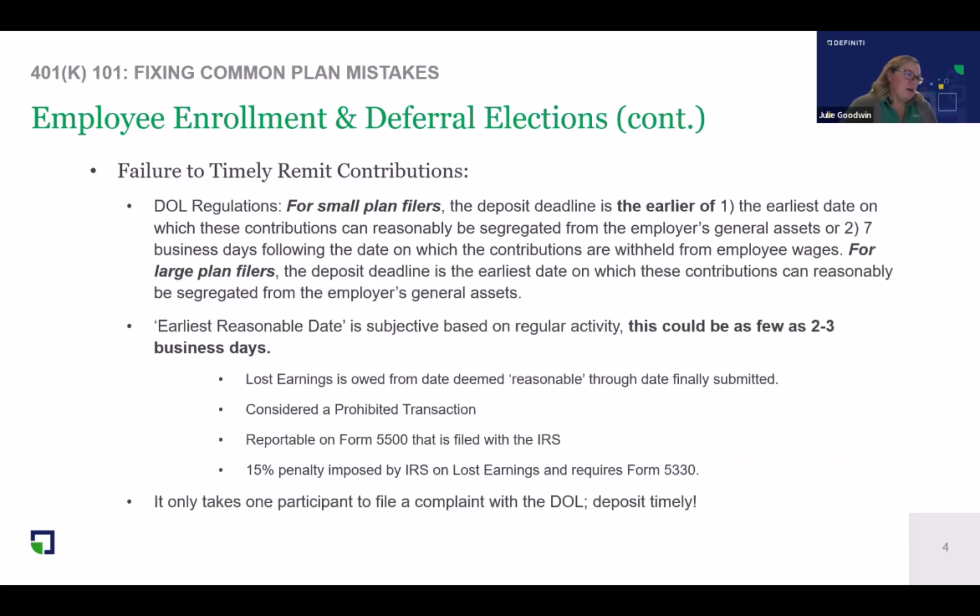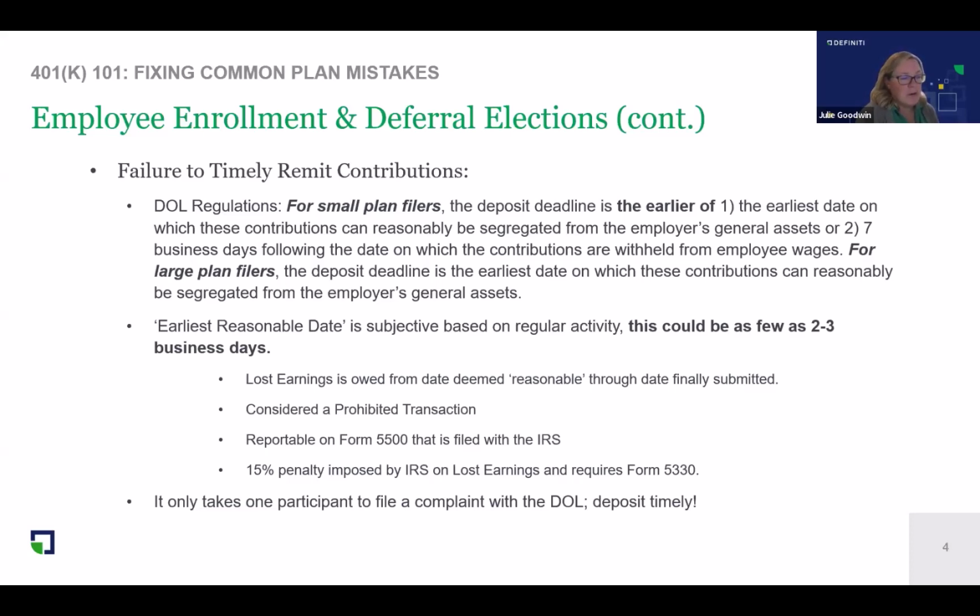The big one that comes up the most, and when I say the most, I would say probably 80% of the plans that I look at have, in one way or another, some sort of an issue with the timely remittance of contributions. And the IRS and the Department of Labor have specific guidelines as to when you need to make your contributions. At a minimum, you should be following your payroll schedule. So if you pay biweekly, then your deposits should be made biweekly. If you pay weekly, then your contributions to the 401k plan should be deposited weekly.